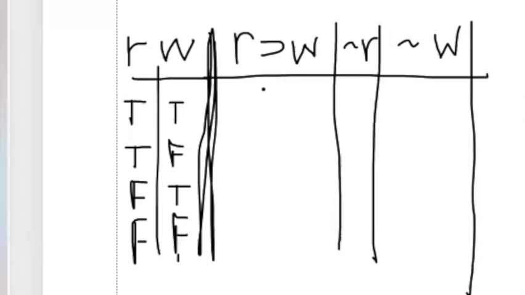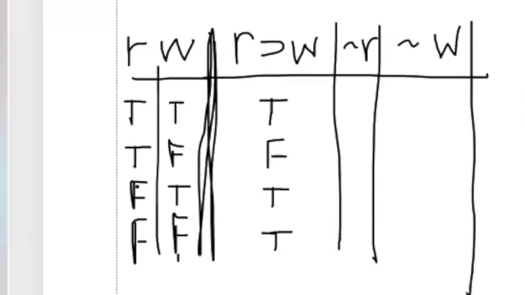So now here we go. If R, then W. If R is true and W is true, the whole thing is true. True, false. That's the one case where the if R, then W is false. True, true for the last two, for FT and FF.